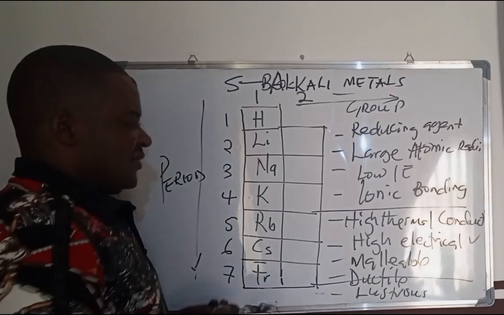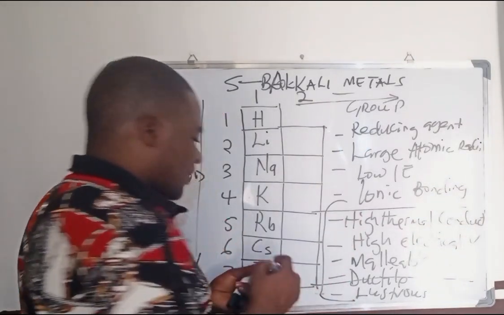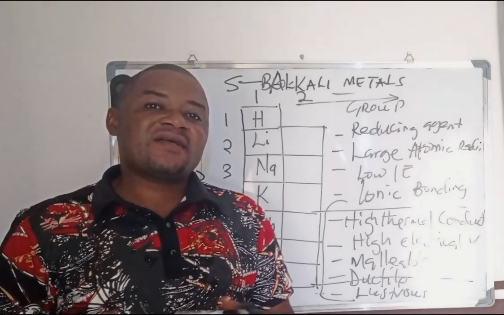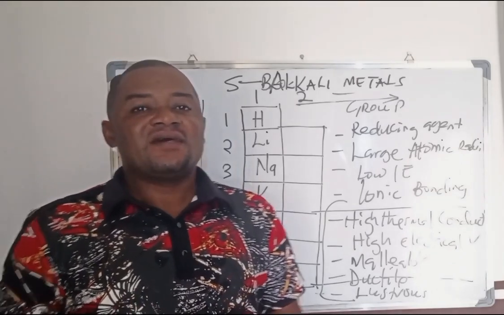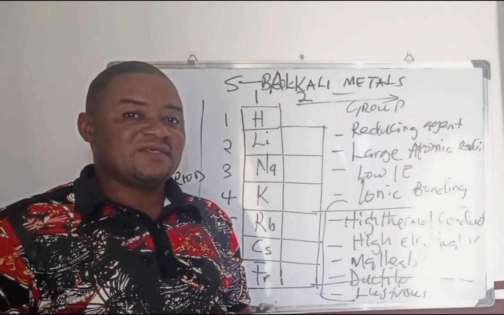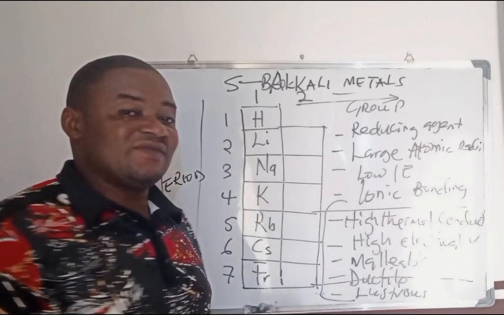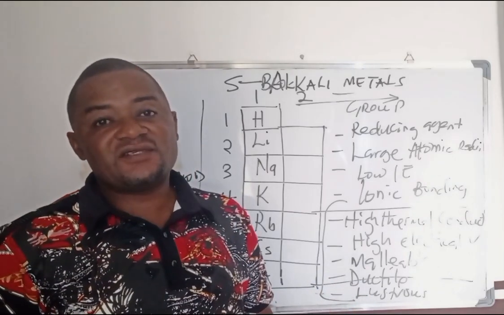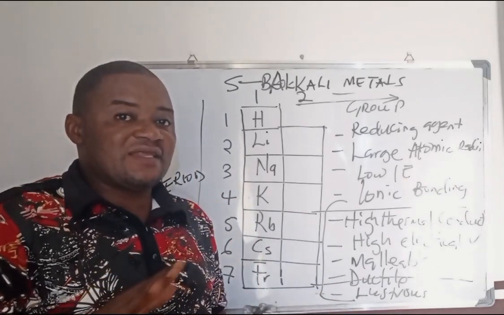All these properties make them to be called metals. So alkali metals are what? They possess characteristics of metals. So they have high thermal conductivity, high electrical conductivity. They are malleable, they are ductile, they are lustrous. Lustrous means they are shining.